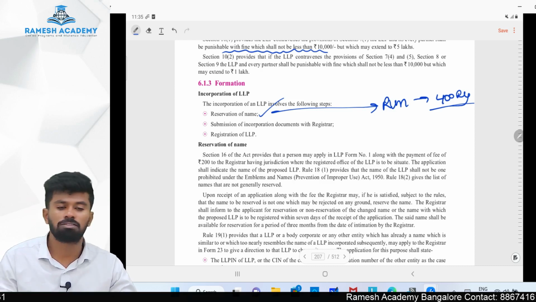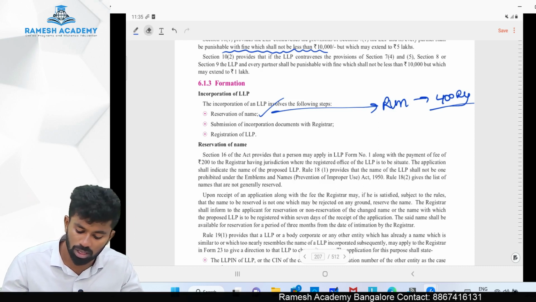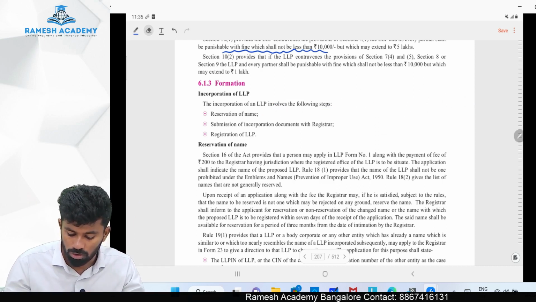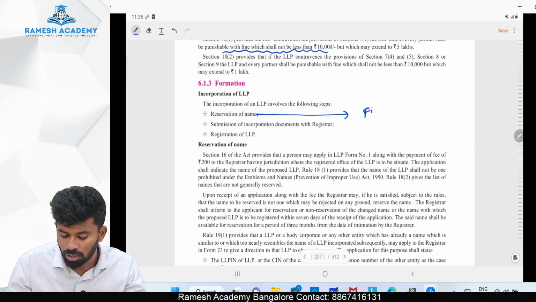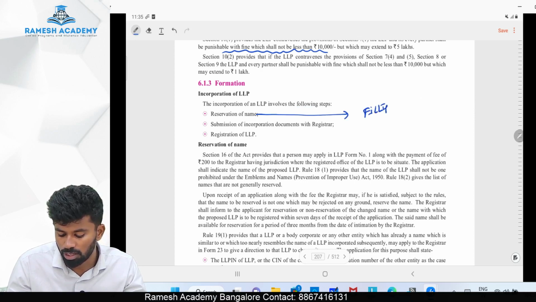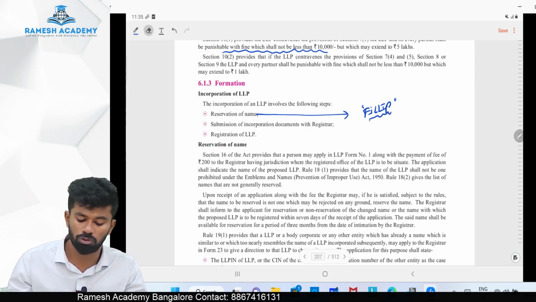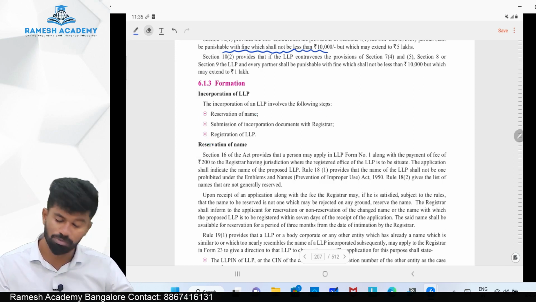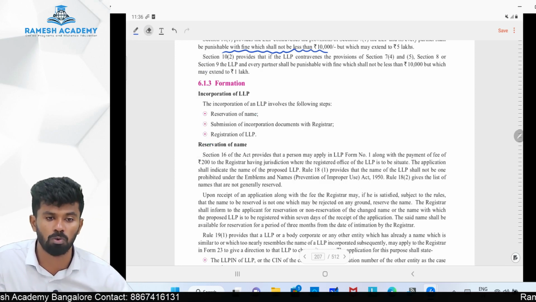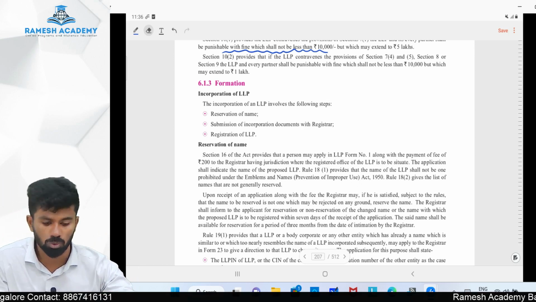So, reservation of name. Once the reservation of name is done, you have to submit the incorporation form. So, now we have a form called the FiLLiP form, the form for incorporation of a limited liability partnership electronically. You should fill the FiLLiP form. And these forms shall be filed with whom? ROC. So, registration of an LLP is taken care of by whom? Taken care of by the ROC itself.